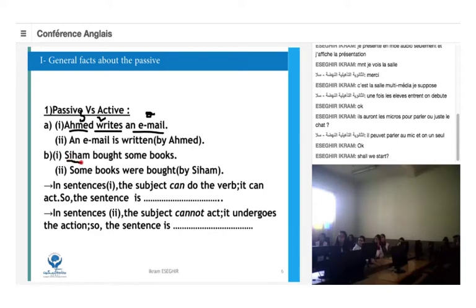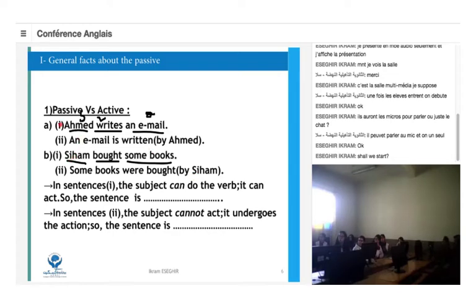Let's have another example. We have Siham bought some books. Okay, so Siham is subject. Bought is verb, and some books is object. We start by the object. Some books were bought, and then I write by Siham.